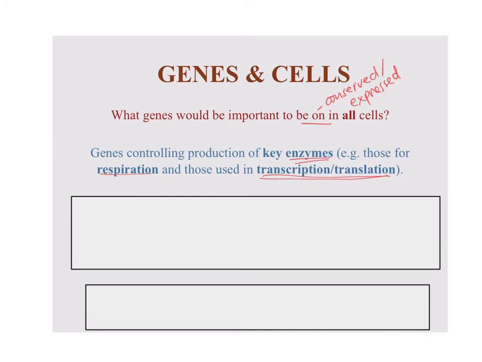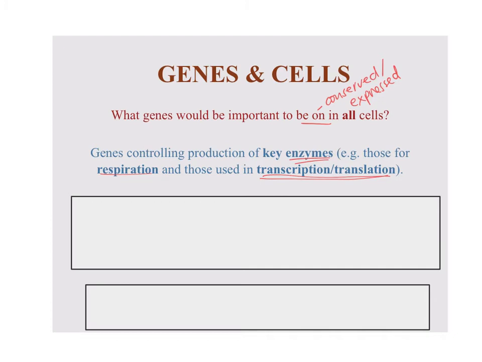But we're also going to need to produce enzymes that are involved in transcription and translation. And next lesson, we're going to have a look at how transcription and translation can be regulated. So remember, in all cells, we need genes controlling key metabolic processes, your respiration, your photosynthesis if you're a photosynthetic organism, and those involved in transcription, translation, and general cellular functions like protein synthesis.